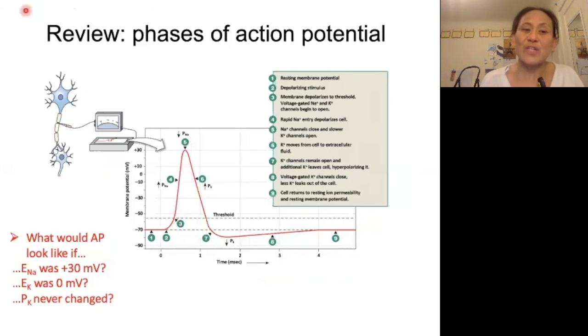But here's an interesting set of scenarios that I want you to consider. What would the action potential look like under each of these conditions? You should consider each of them separately, okay? What would it look like if the sodium equilibrium potential was plus 30 millivolts instead of what it normally is? What would it look like if the potassium equilibrium potential was 0 millivolts instead of what it usually is? What would the action potential look like if the permeability to potassium never changed? Okay, so I want you now to take what you've learned about the action potential, apply your concepts of permeability, equilibrium potential, and membrane potential to think through these different scenarios, okay? And then we will come back together and talk about that in class.